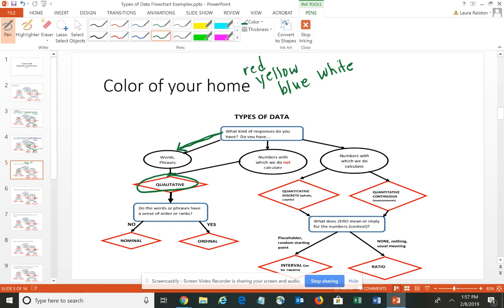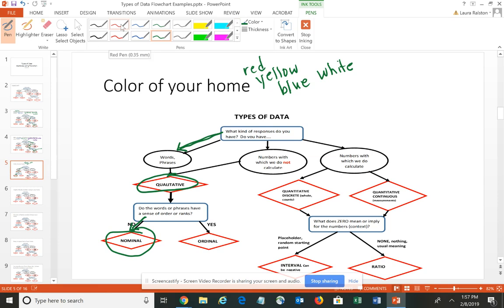If it's qualitative, then we have to think about, do those words or phrases have a sense of order or ranking? Is it better to live in a red house than a yellow house? Or is it better to live in a yellow house than a blue house? Honestly, there's really no sense of order there. I mean, one color is not necessarily better than another. So we would say no, which puts us at the nominal level.